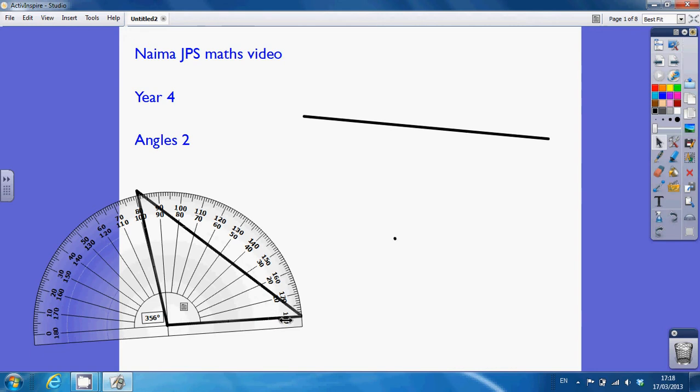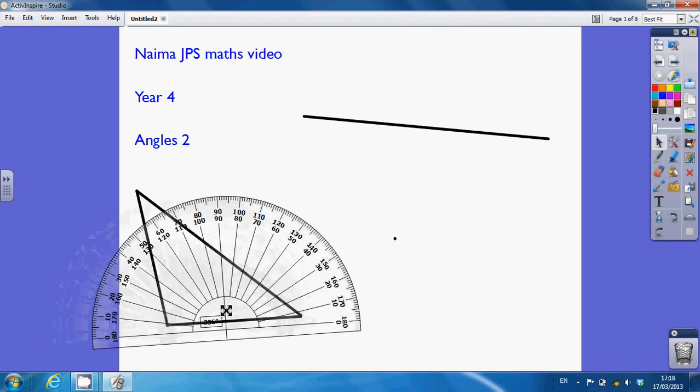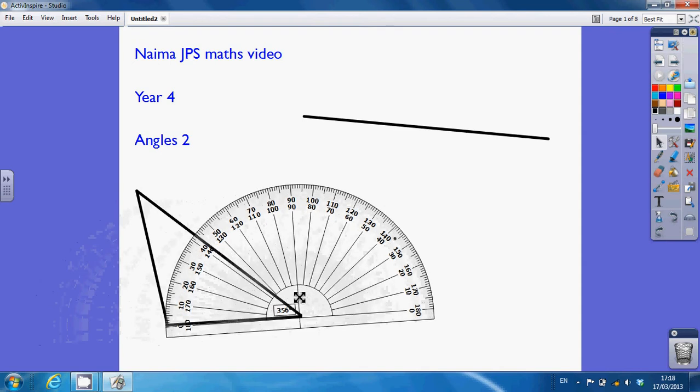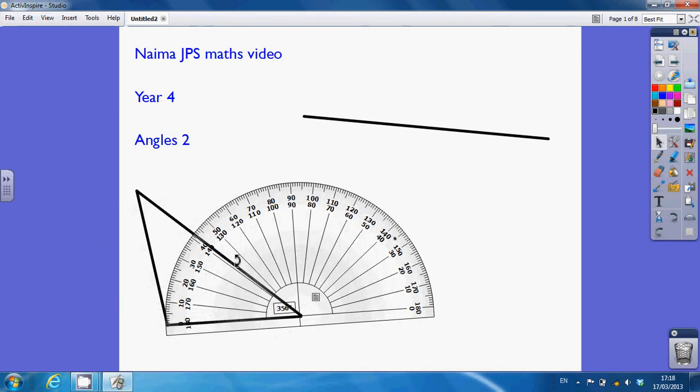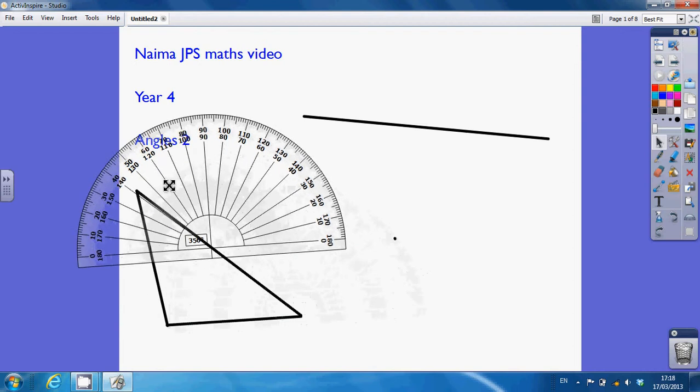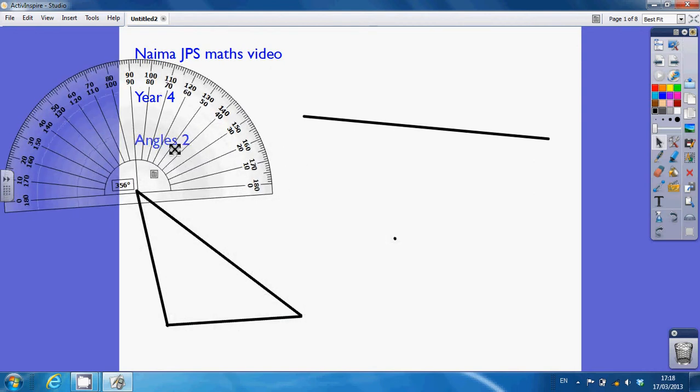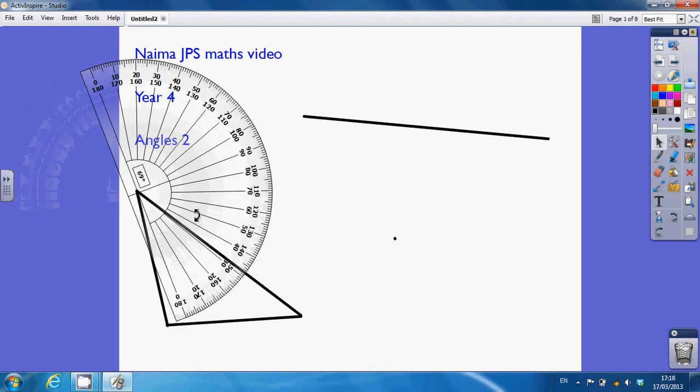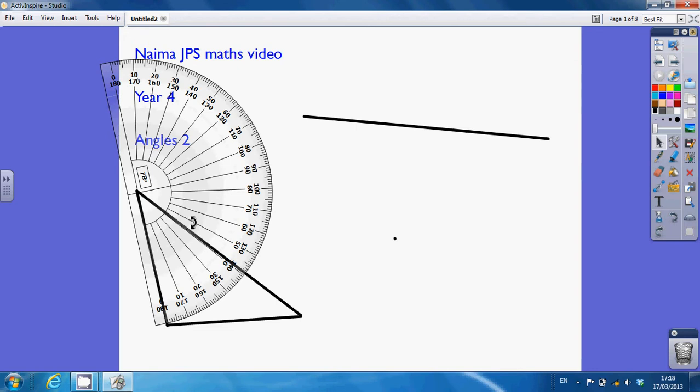But also if you follow it starting from the 0 from this side all the way around, then I can see clearly that it's the bottom scale of numbers, so 100 degrees. So we've got 100 there. Then this angle over here, it is roughly 40. So we've got 140 so far. And then this final angle is again 40, so 180 in total.